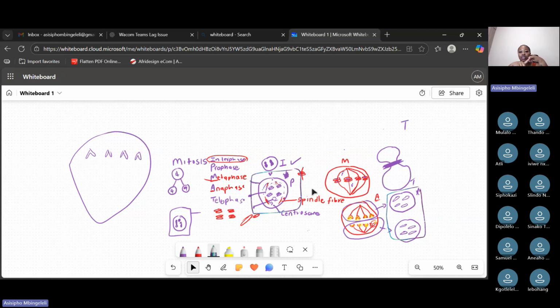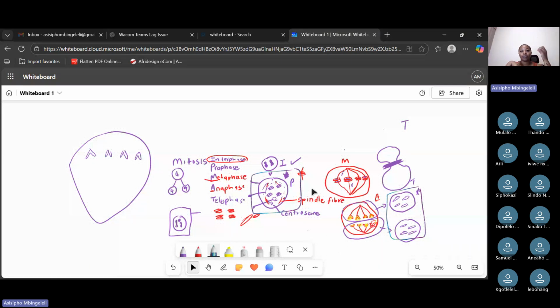Mitosis can also be regarded as a process that allows reproduction, asexual reproduction. I think for that, just take asexual reproduction or reproduction, without me going into details.